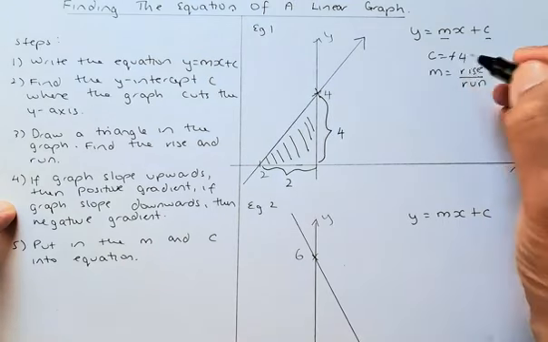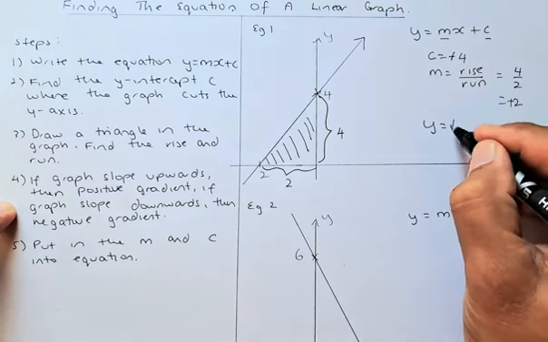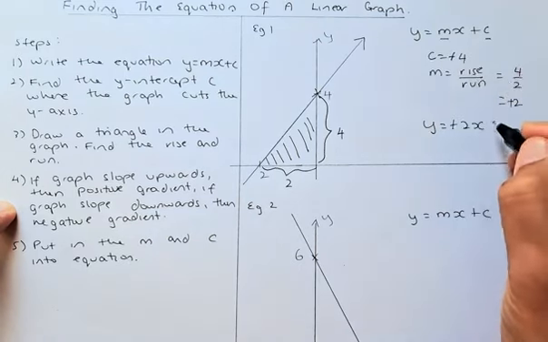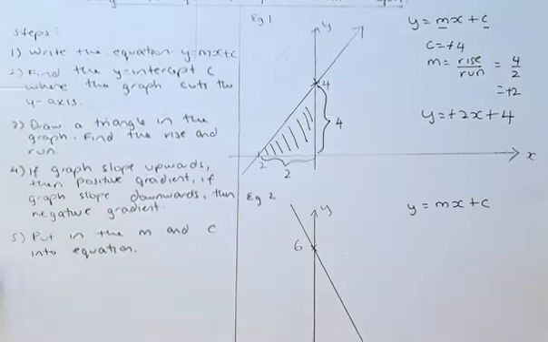So you know your c and you know your m, so your equation, y equals mx plus c, is y equals plus 2x plus 4. That is how you find the equation of the graph. Okay, we look at the second example now.